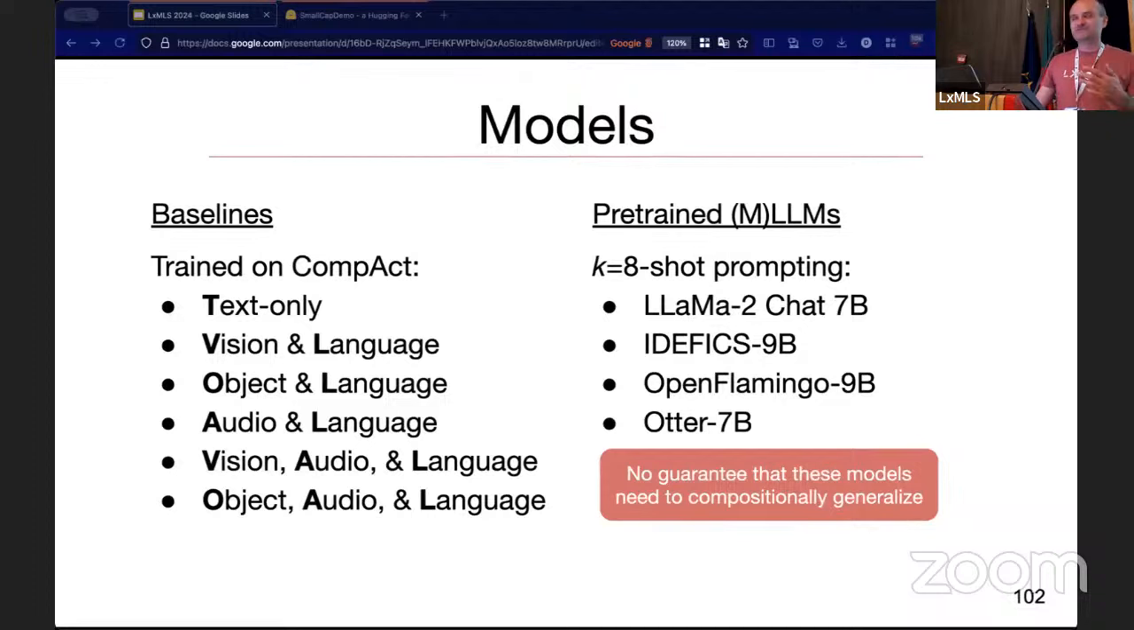So we use a text-only based model. We use Llama 2 chat. We also use Idefics, which is a multimodal model pre-trained by some people at Hugging Face. We have Open Flamingo, which is an attempt to recreate the DeepMind Flamingo architecture, and Otter, which is a video processing model. And on the right-hand side, there's no guarantee that these models have to compositionally generalize because they've been pre-trained on so much data, whereas our baselines are in a different situation.